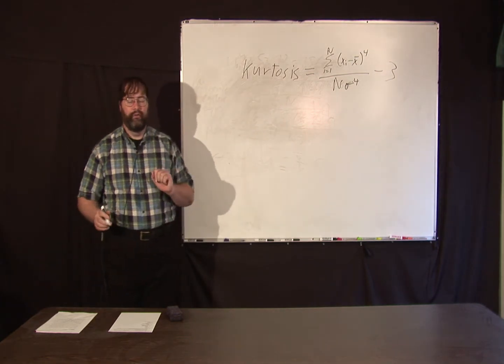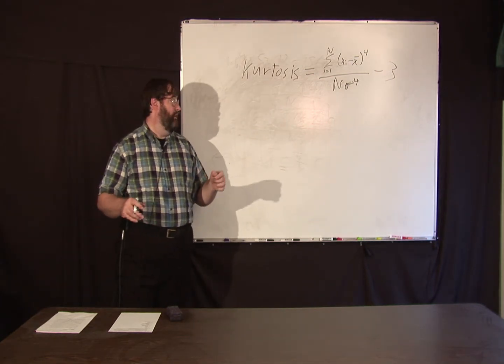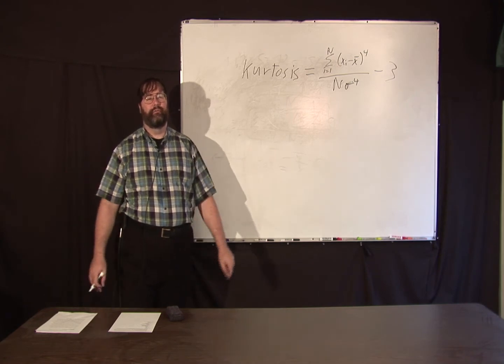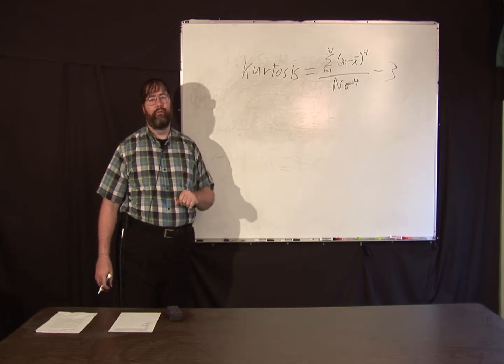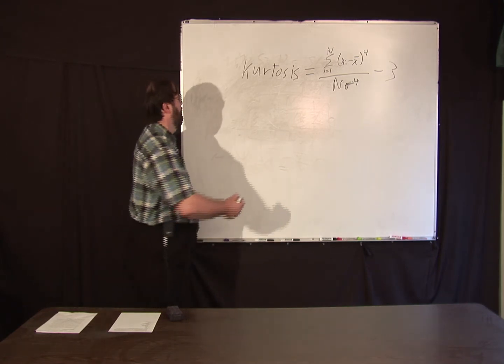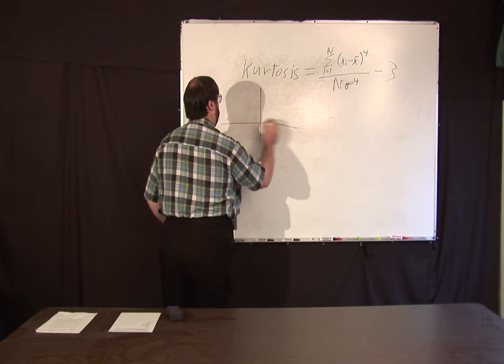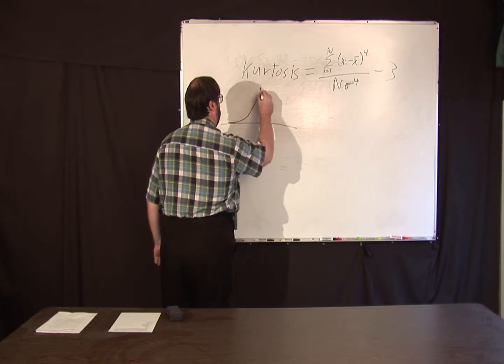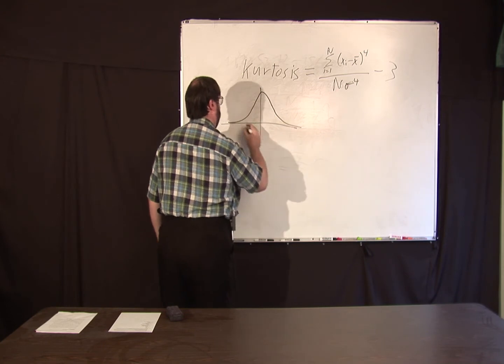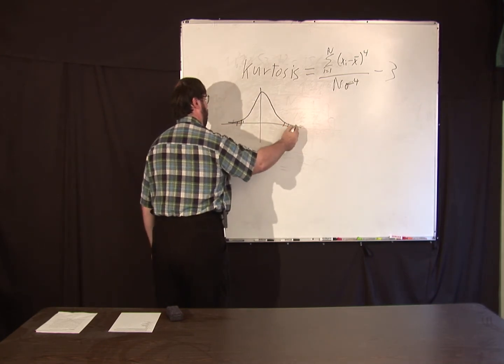Kurtosis tells you how much data is in the tails of your distribution compared to a normal distribution. A normal distribution is the bell curve you might have all seen before, or maybe you haven't. It looks something like this. But there's some data out here in the tails.